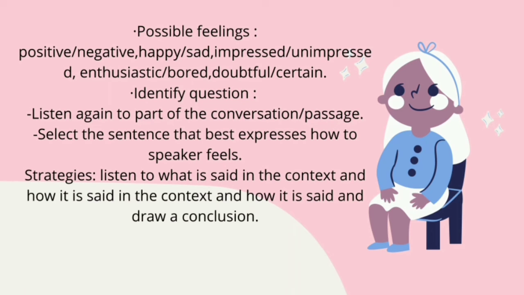Possible feelings: positive, negative, happy or sad, impressed or unimpressed, enthusiastic or bored, doubtful or certain. For identify questions, listen again to part of the conversation or passage. Select the sentence that best expresses how the speaker feels. For strategies, listen to what is said and how it is said in the context, and draw a conclusion.